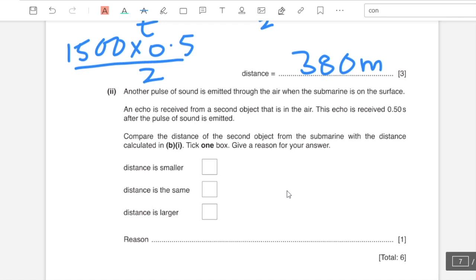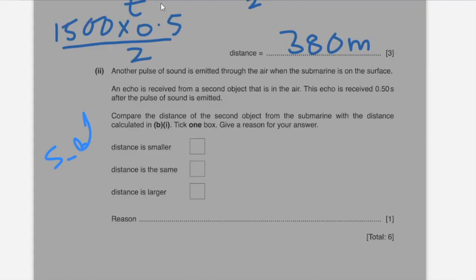Okay, since the speed of sound is slower in air than the speed of sound in liquid, that should mean if this sound is traveling at a slower speed, it would reach a smaller distance in the given time. Since speed and distance are directly proportional, and the speed of sound is slower in air, in a given time the distance traveled should also be smaller. And so I'm going to be ticking the box over here, distance is smaller, and the reason is that speed of sound is slower in air.